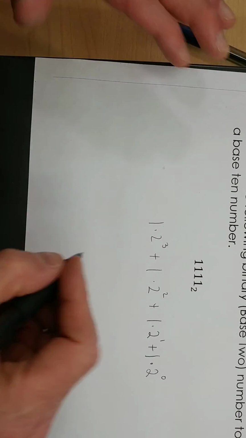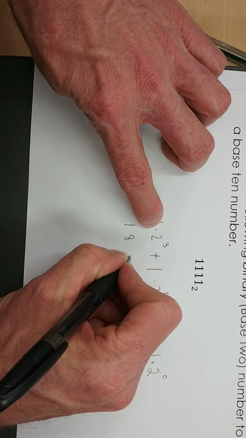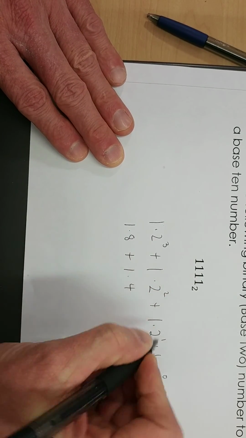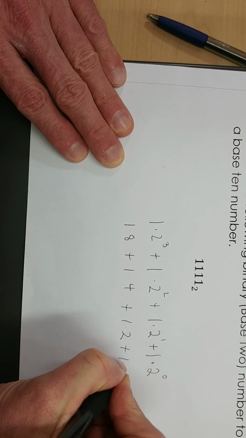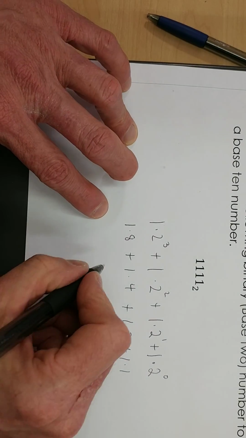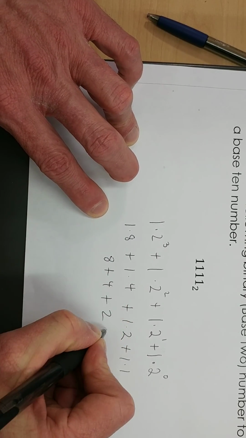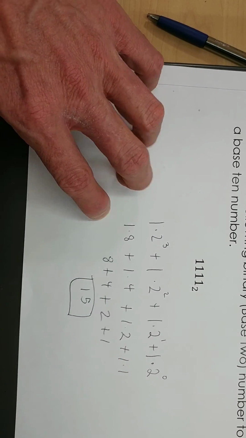So, just get your calculator. This is computation from here. 2 cubed is 2 times 2 times 2 is 8. 2 squared is 4. 2 to the first is 2. And then, of course, anything to the 0 power is 1. So this will be 8 plus 4 plus 2 plus 1. And that comes out to 15.